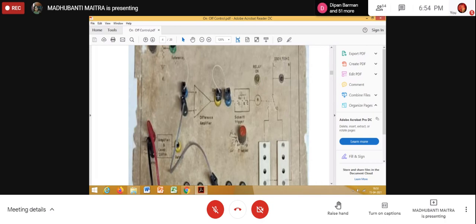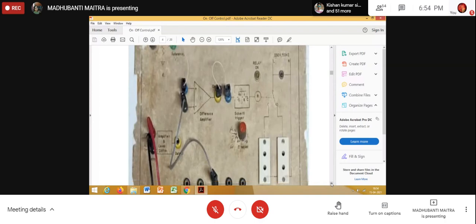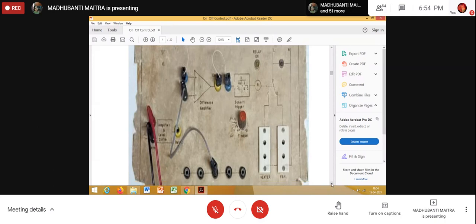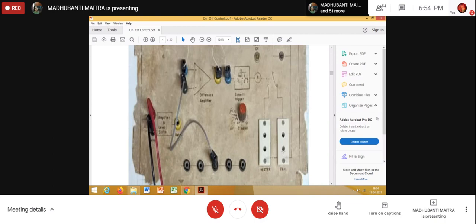Now in closed loop configuration, the output of this error detector will be given as the input to this Schmitt trigger. The Schmitt trigger will give us the hysteresis band, and the output of the Schmitt trigger will be connected to a relay, right? So these are the circuit components that we are using in this experiment. And as you can see, we have two sockets. One is for the heater and another for the fan, right?